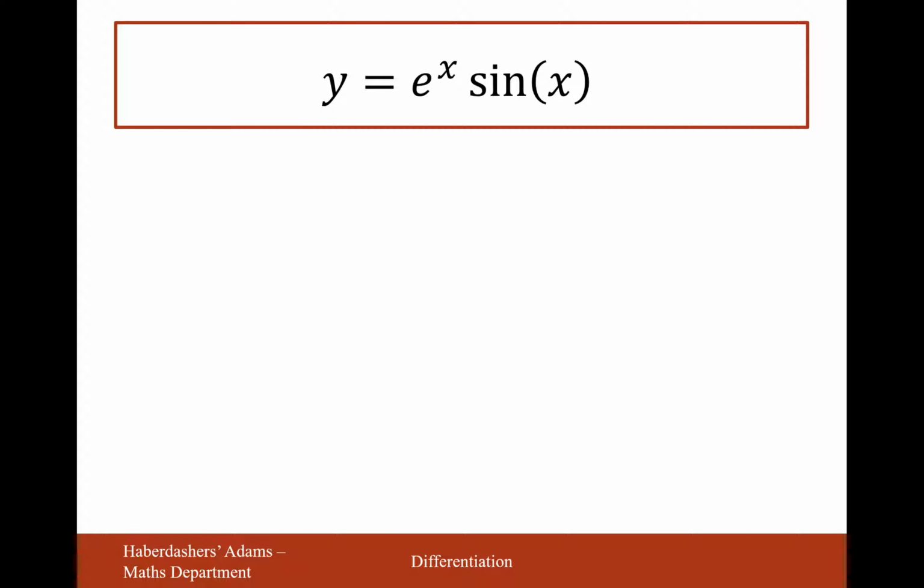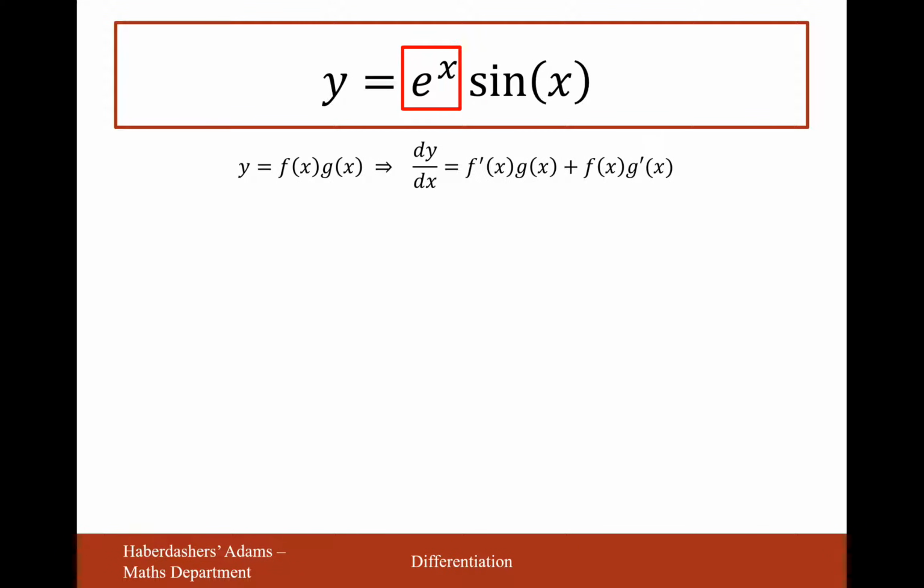Okay, different rule now. Here we clearly have two functions that are being multiplied together, e to the x multiplied by sine x. So in this case, we're going to use the product rule. So the first function we will label as f of x, and the second function we'll label as g of x. So let's get started on the differentiation.